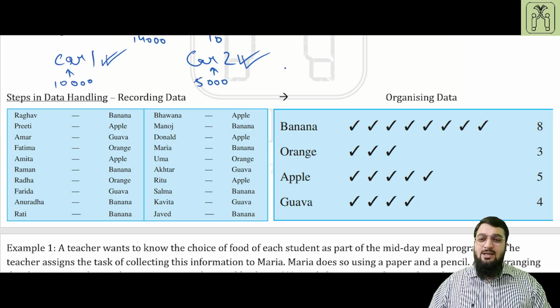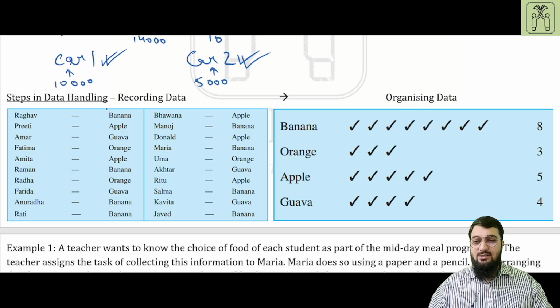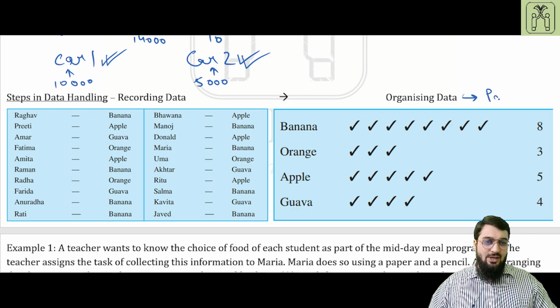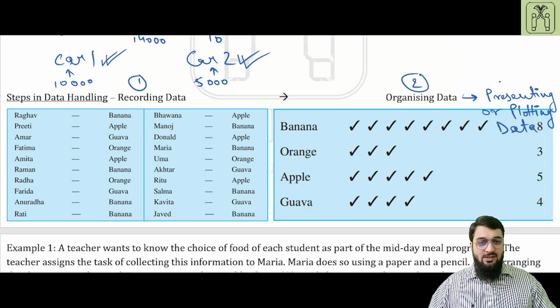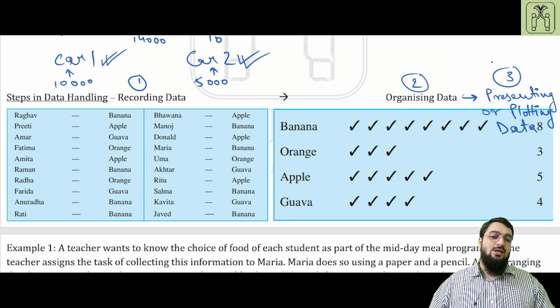Coming to the next thing that is mentioned as steps in data handling. Steps in data handling can be written as: first is recording data, then is organizing data, and next is presenting or plotting data. That is an additional step which I would like to add. So the first step is recording data, second is organizing data, and third is presenting or plotting data.